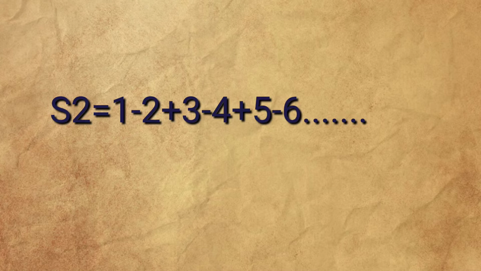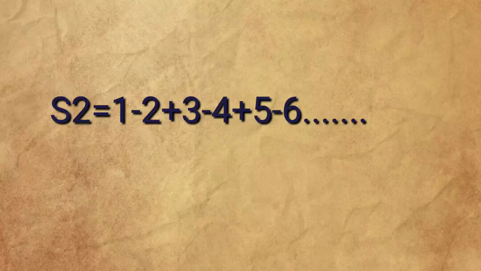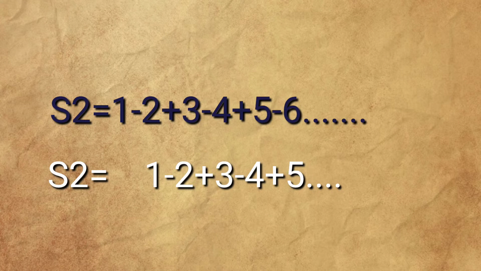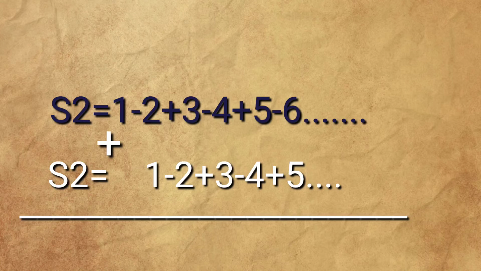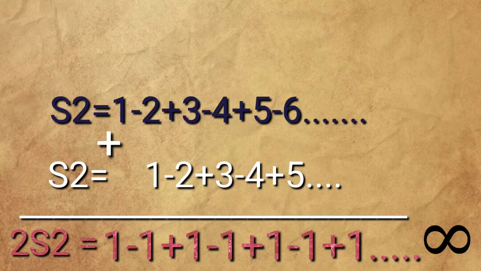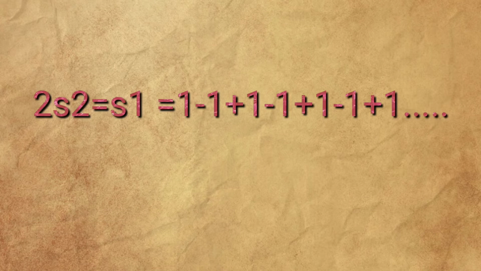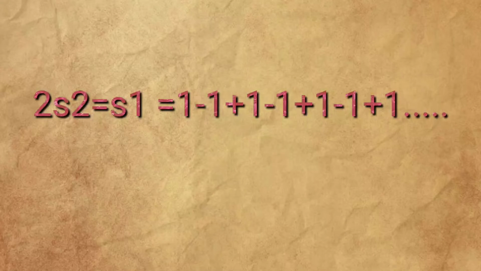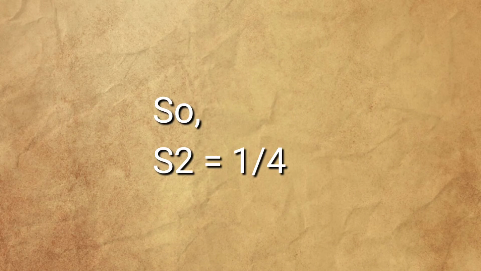Now let's take another series S2, which is equal to 1 minus 2 plus 3 minus 4 plus 5 minus 6 like that to infinity. Now let's take the same S2 series but arranged in the following way, and add both of the terms in this arrangement. When we do that, we get that 2S2 is equal to 1 minus 1 plus 1 minus 1 like that to infinity. So basically 2S2 is nothing but S1, which is equal to 1 minus 1 plus 1 minus 1 plus 1 minus 1 plus 1 like that to infinity. So basically S2 is equal to 1 upon 4.